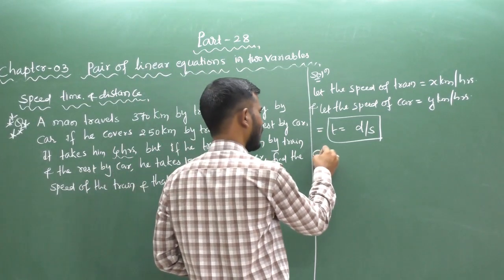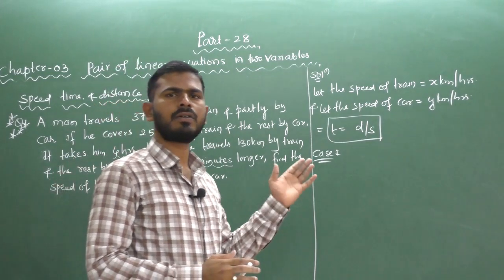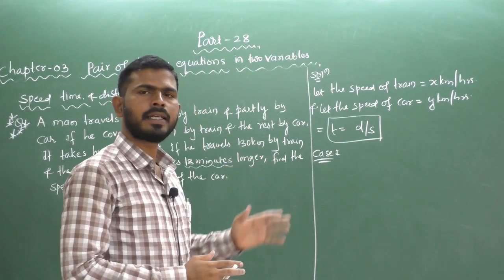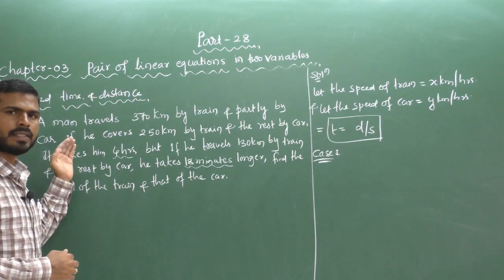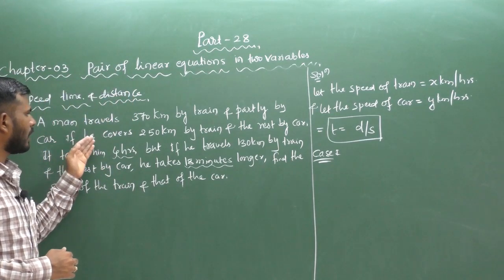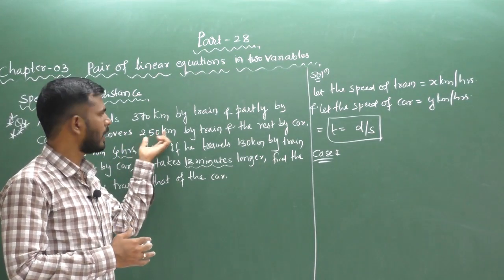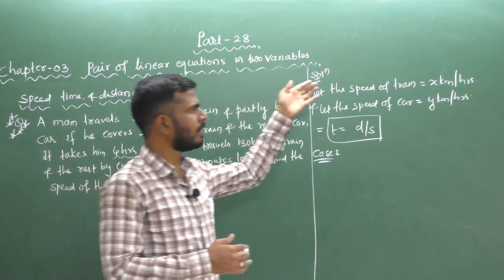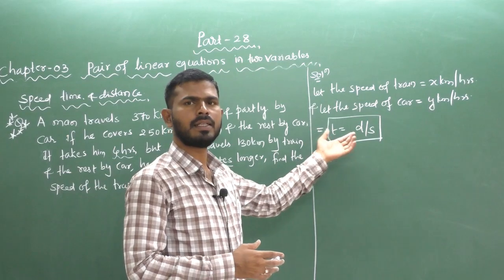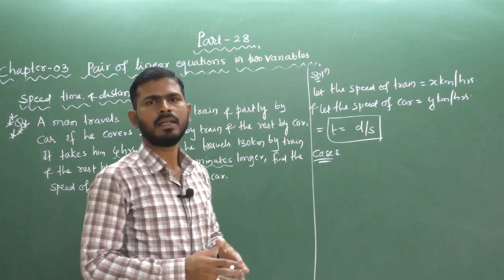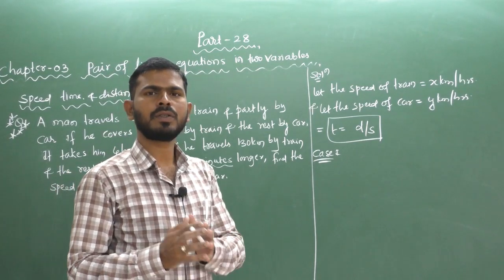So according to the first situation, or you can write according to the first condition, case 1 and case 2. Case 1 is given here. If he covers 250 km, 250 is the distance covered by the train and we already considered the speed of the train as x. So you substitute in this equation and we will get the time of the train.